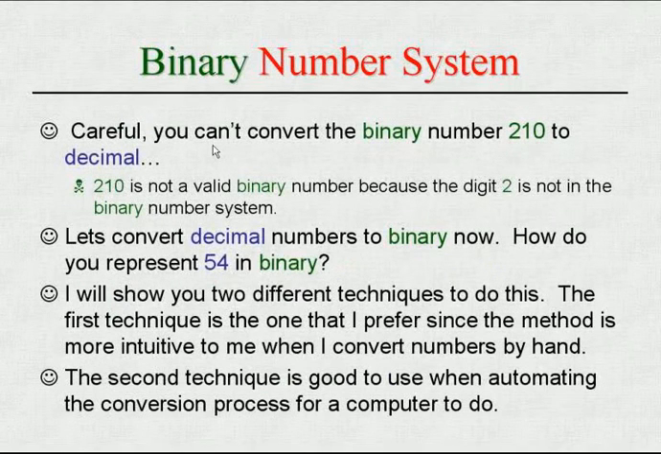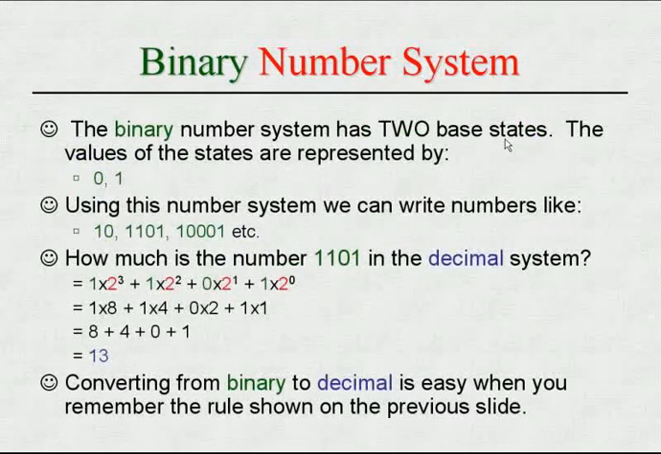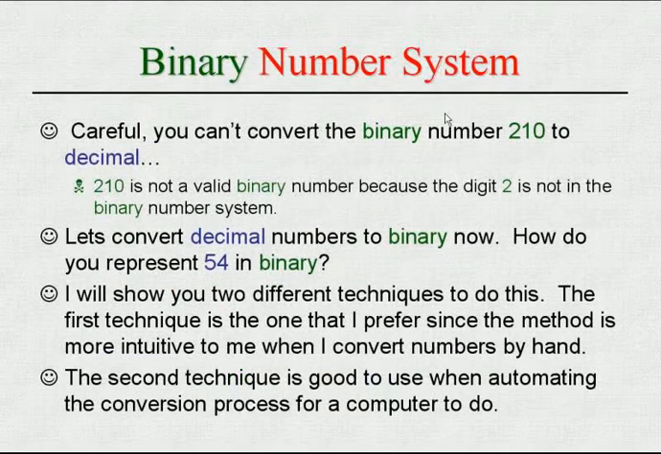Careful when you try to convert numbers such as this, 210. If someone tells you 210 is a binary number, they're lying to you because it really isn't. It can't be a binary number because it has the digit 2 in the number. And as I said before, in binary you can only have zeros and ones. So this is not a valid binary number.